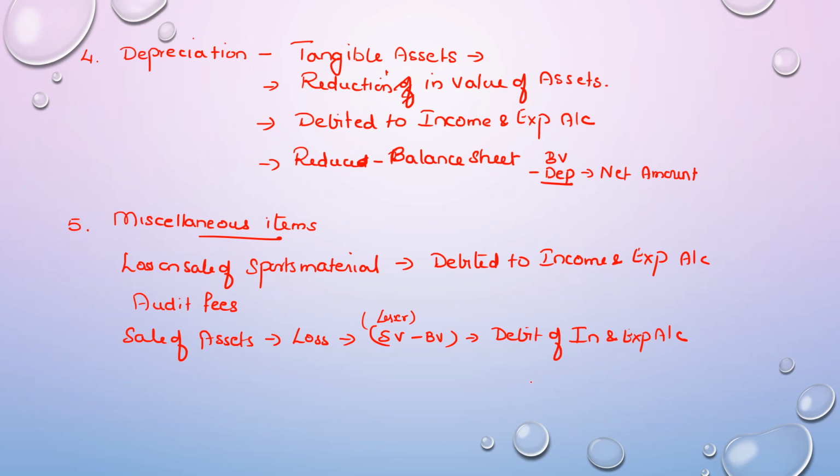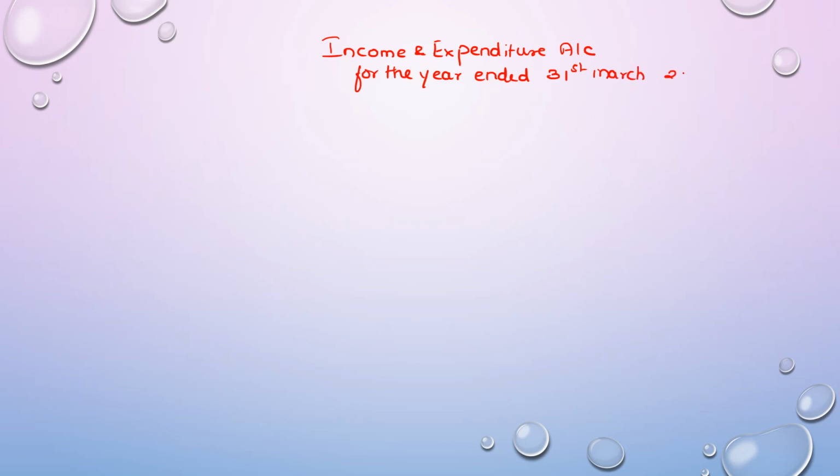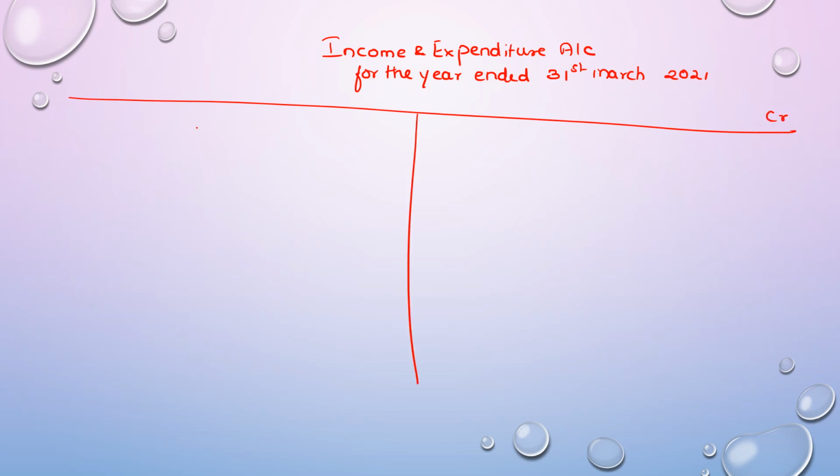Now, once we have recorded all these items, I have discussed the income side items, so I am going to show you the Income and Expenditure Account, which is prepared for an NPO for the year ended 31st March, say, of the year 2021. You would have two sides, the credit side and the debit side. This is your expenditure side, and the other side would be your income side.